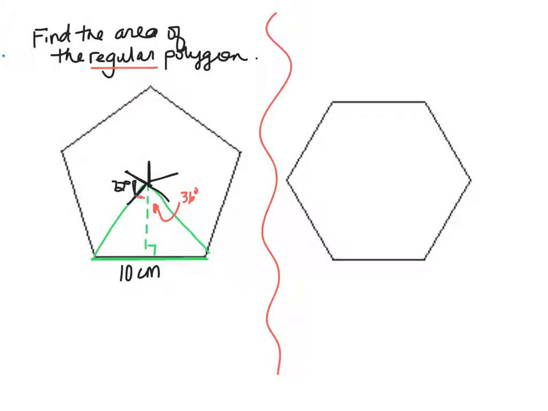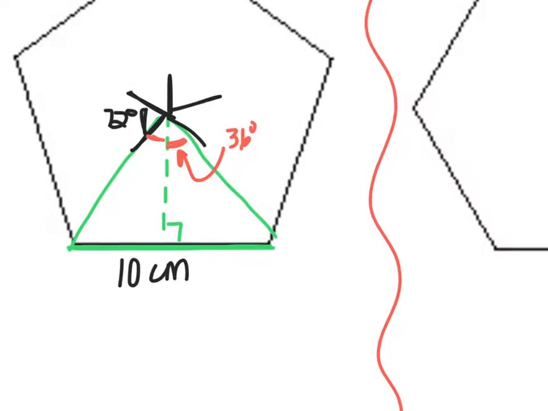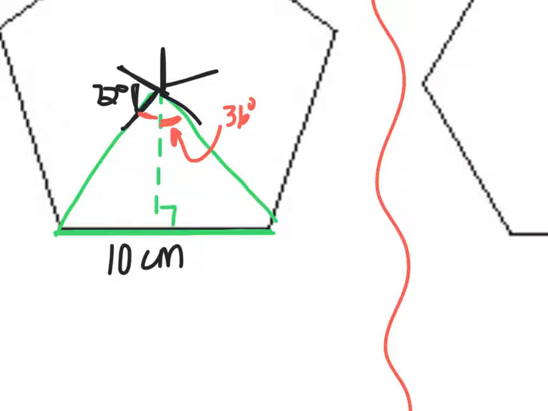This is being bisected or cut into 2 equal parts. All right, so now we're kind of getting somewhere. So what I need to do then is I'm still trying to figure out what that apothem is. So I think that I can set up a trig ratio here to solve that.